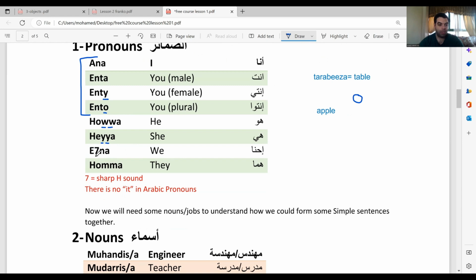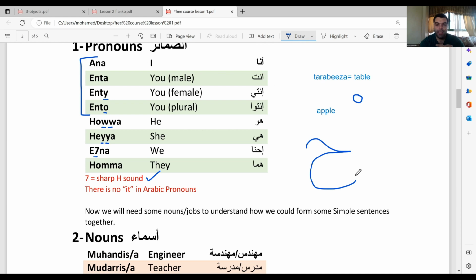We. This 7 is a very sharp H sound. I said it right here. In Arabic, we have a letter called ha. Looks like this. Yes. This letter is basically you forcing the air out of your throat, pushing the air out. Ha. Like that. It's like an H, but very sharp.